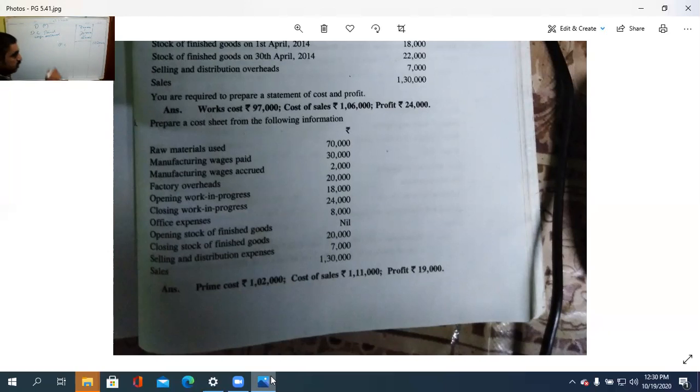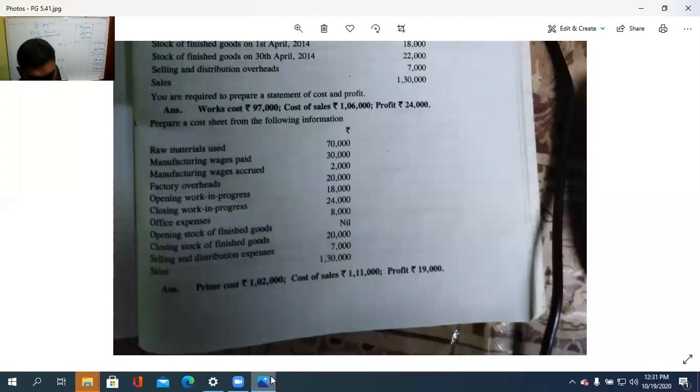And factory overheads, how much is it? 20,000. So it is 122. Along with that, opening work in progress needs to be added and closing work in progress needs to be deducted. So add WIP opening, how much is it? 18,000. Then less closing work in progress. How much is it? 24,000.